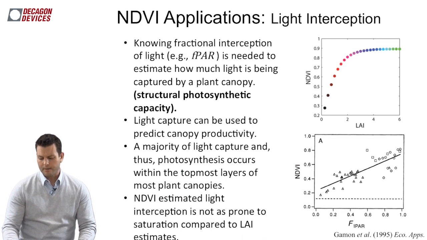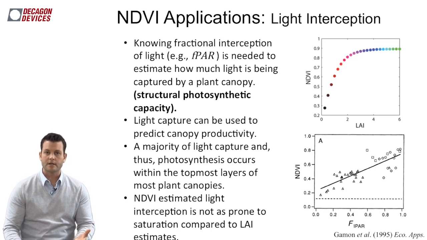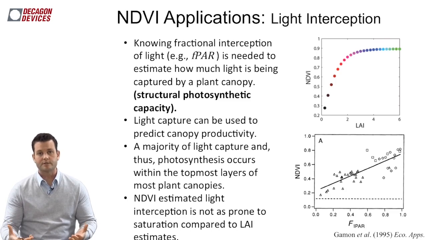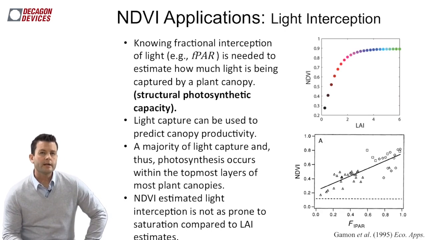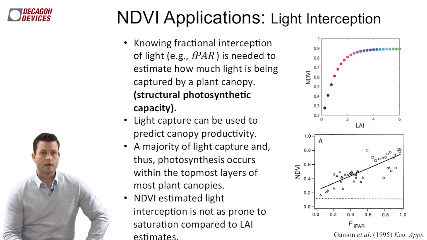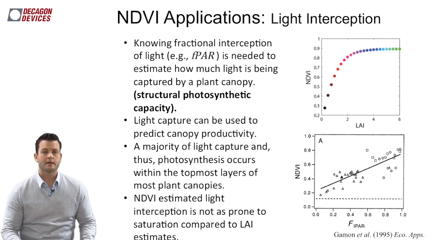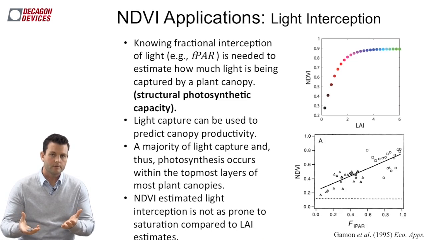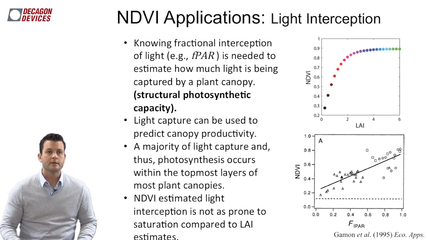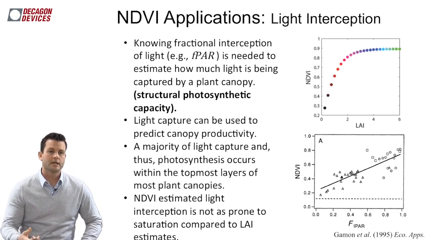So another related application of NDVI would be estimating light interception. And I say it's related because leaf area index is really related to how much light is being absorbed by a plant canopy. So we have more leaves, more light is going to be absorbed. And light interception in particular is a very important variable to know, simply because it gives us some idea of what I call structural photosynthetic capacity. So in other words, it can give us a sense of how much light is being absorbed by a canopy. And if we assume for a second that the canopy is acclimated to its environment and could use all of that light energy, then knowing the fractional light interception would give us some indication of photosynthetic capacity.